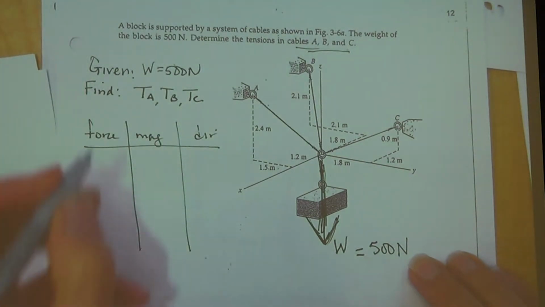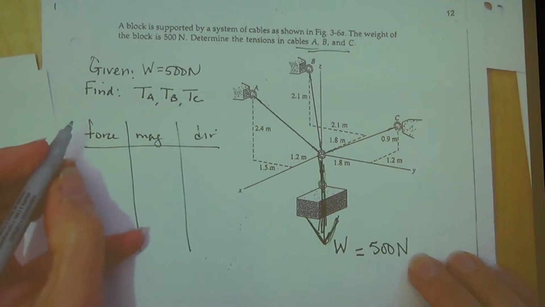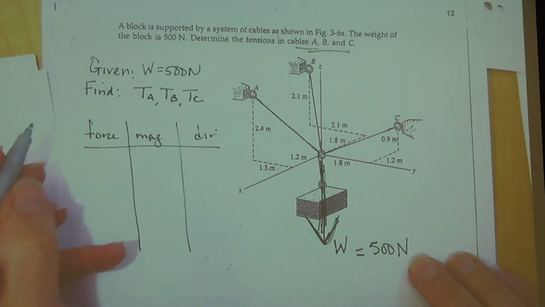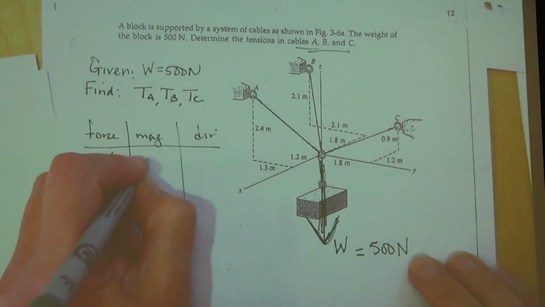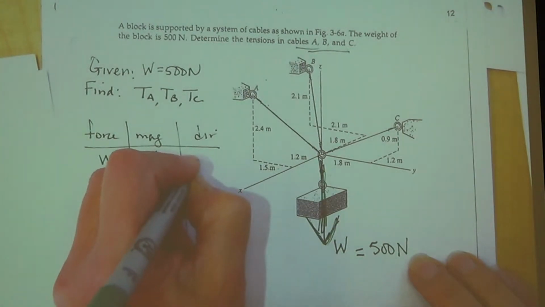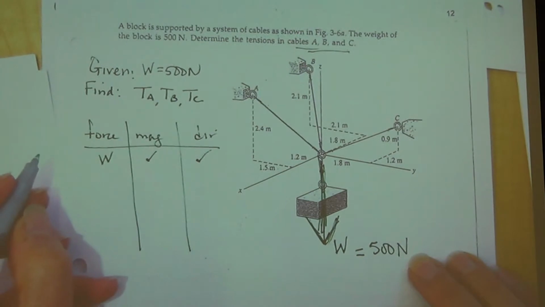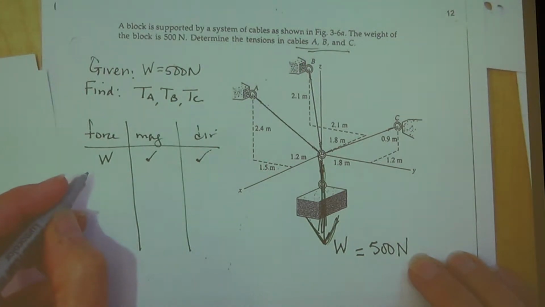Okay, Chris, what are the forces present here? We got weight. The weight, magnitude, do we know? 500 newtons. Yeah, direction? Yeah. Okay, keep going. What else do we have? Chris? I think that's it. Oh, well, we have TA, TB.